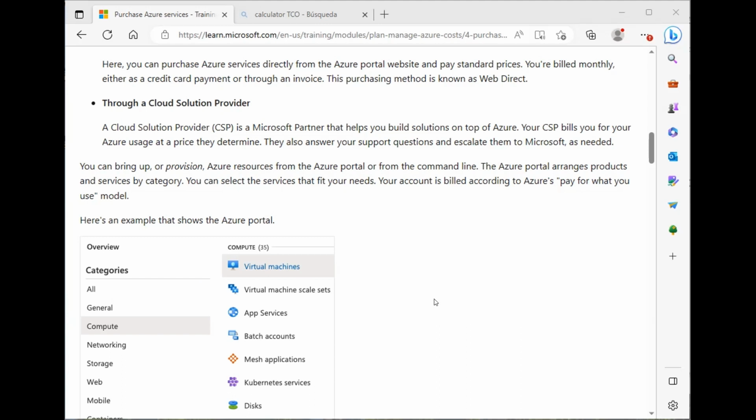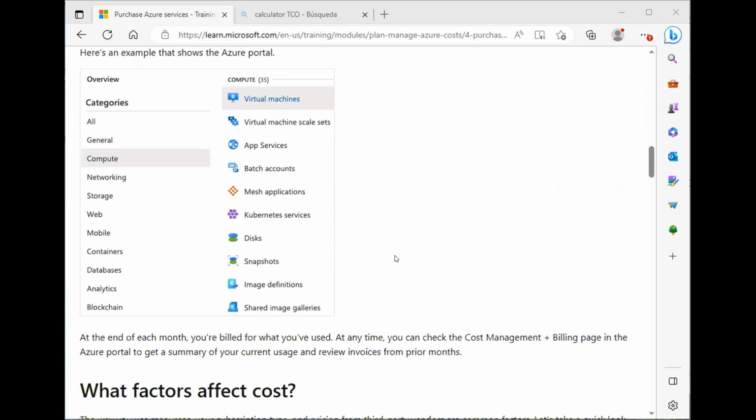You can bring up or provision Azure resources from the Azure portal or from the command line. The Azure portal arranges products and services by category. You can select the services that fit your needs. Your account is billed according to Azure's pay-for-what-you-use model. Here is an example that shows the Azure portal. In this image, we select the compute category and select virtual machine.